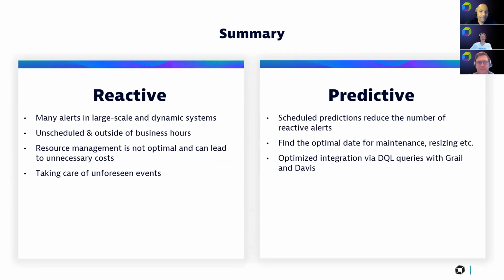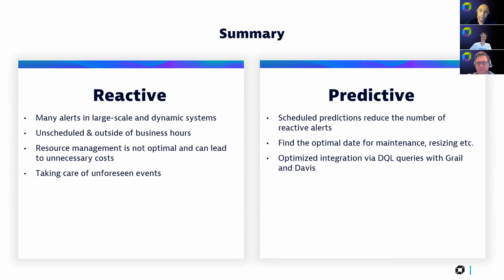So to sum up, reactive maintenance means that you create alerts for unseen events, for example. This is very suitable still, but it also means that they are very unforeseen. So this also means there are many alerts which are outside of your business hours, especially for our large scale cloud systems. And this can also lead to very resource intensive and not optimal actions you might have to take care of.